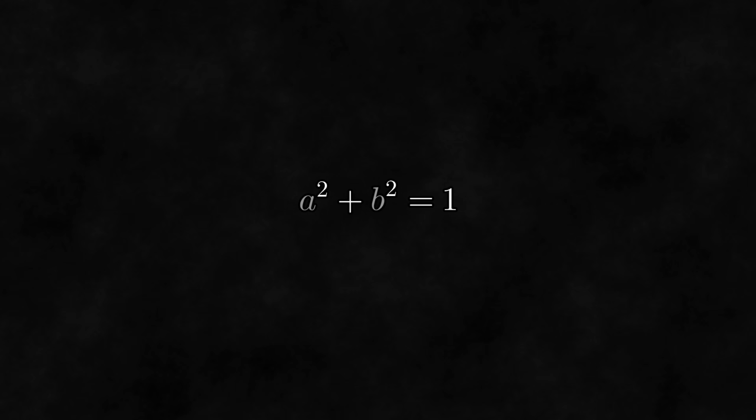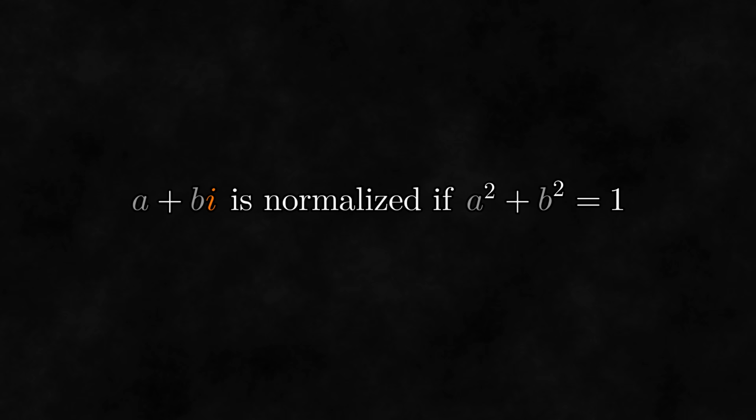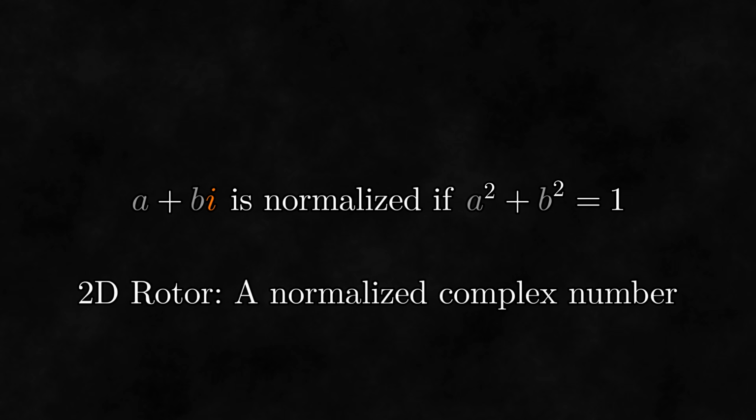We can use the same language here too. We will say that a complex number is normalized if a squared plus b squared equals 1. Then, 2D rotors can be equivalently defined as normalized complex numbers. Furthermore, we can define the magnitude of any complex number by using the same formula as for vectors.